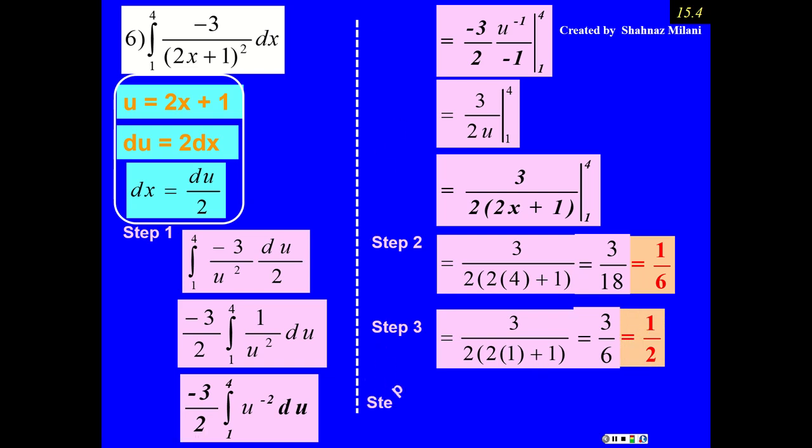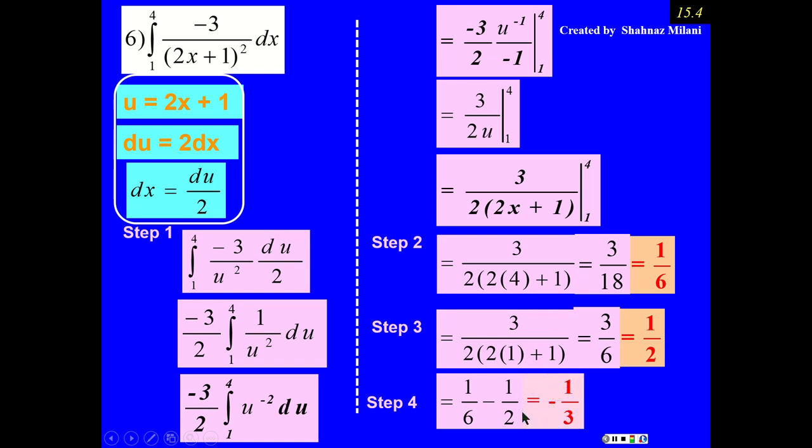The last step. The higher x value is 1 over 6 minus the lower x value, which is 1/2. Combine these two: 1 over 6 minus 1 over 2, when I subtract them from each other, becomes minus 1 over 3. The area cannot be a negative number. Have this one inside of the absolute value and then take it out from the absolute value, which is going to be positive 1/3.